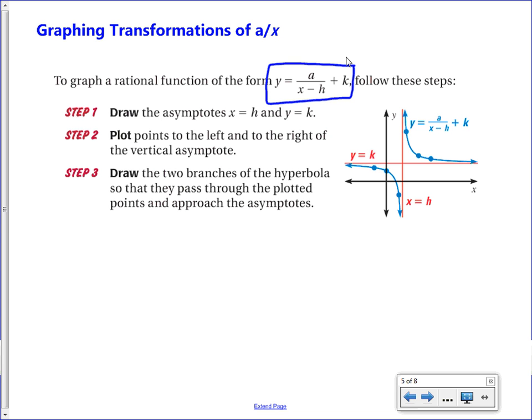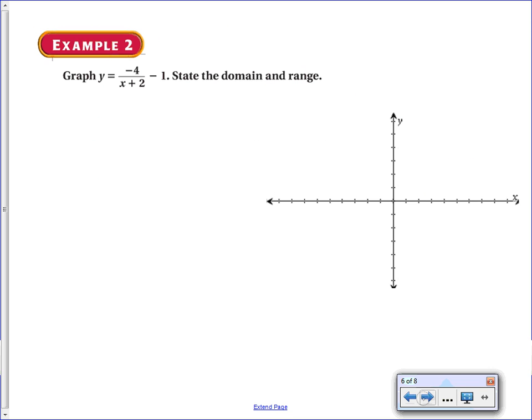So h and k are going to move the asymptotes around. As you can see on the little picture over here on the right, the k determines where your horizontal asymptote moves, and the h determines where your vertical asymptote moves. So let's try one so you can see how this is going to work.